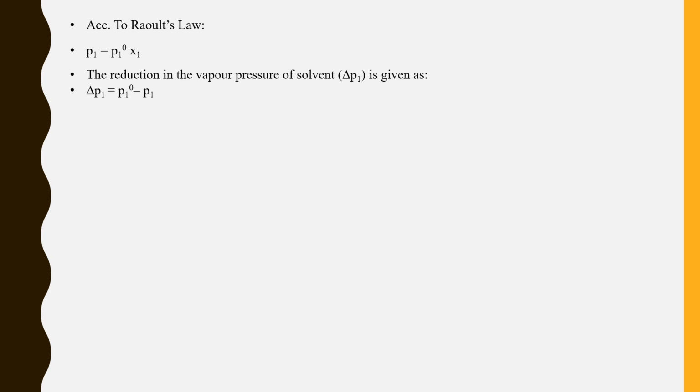Delta P1 will be equal to the vapor pressure of pure solvent minus the vapor pressure of solvent when it is present in solution, because as we have already mentioned, the vapor pressure of pure solvent is higher than the vapor pressure of solvent when it is present in solution. Why is it so? Because when the solvent is present in its pure form, the vapors of the solvent form in more amount as compared to when the solvent is present in its combined form. When the solute gets mixed with the solvent, the vapors of the solvent get reduced.